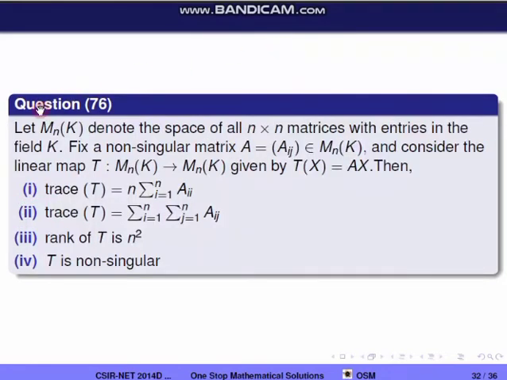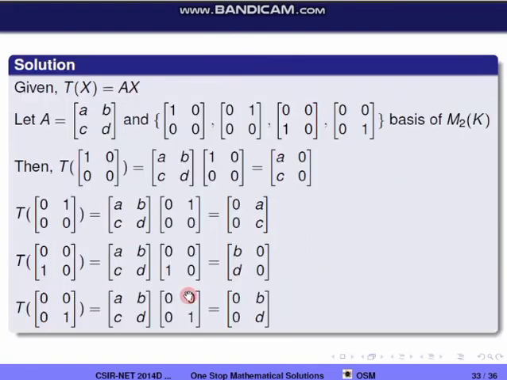Next question, question 76. Let Mn of K denote the space of all n cross n matrices with entries in the field K. Fix a non-singular matrix A equal to Aij belonging to Mn of K. Consider the linear map T from Mn of K to Mn of K given by T of X is equal to A of X. Then, so they are given a linear map which is defined by this, and note that A is non-singular. We have to find which of the options is true. So we'll check how to do this question. They are given T of X is equal to A of X.